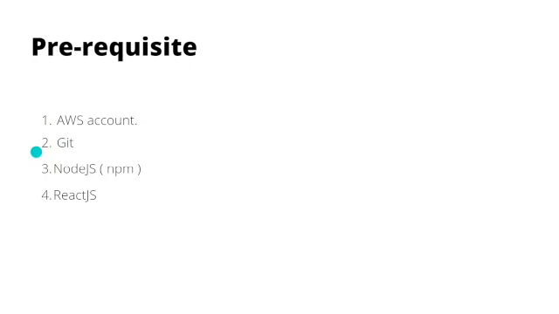And the second requirement of this tutorial is Git. You must have Git installed on your system. Third being Node.js. Actually, we need Node.js for NPM packages. And the fourth being React.js. You have to satisfy these 4 requirements before starting with the tutorial. So make sure you have them.